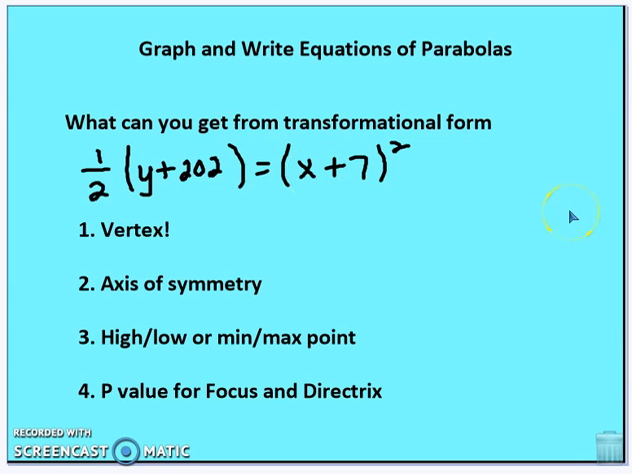Right, so what can we get from the transformational form? Well, we can get the vertex, and in the process we got the vertex, as you can recall, from the vertex form. But the vertex here is -7, -202. Axis of symmetry here is x is equal to -7. We can find a high and low point. If we are to rewrite it in vertex form, we can find the p-value, focus, and directrix pretty quickly from this parabolic or transformational form.